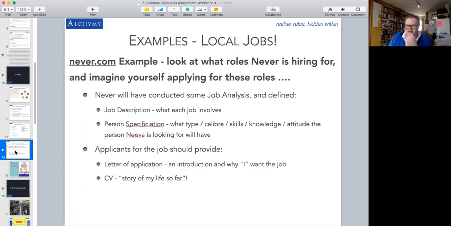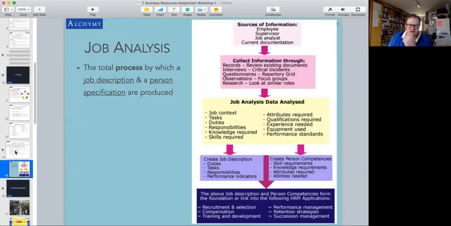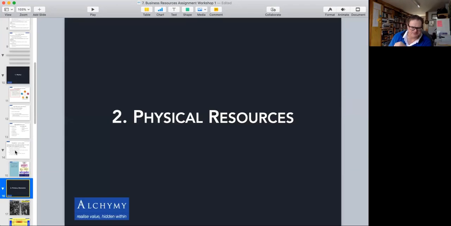So we can look at never.com. Do we look at that? That might be somewhere we can look at. I look at indeed.com. There's lots of job boards available. Just looking online for jobs, you find some of these job boards. We talked a bit about the job analysis process, which leads to that. And again, that'll feature in the module on recruitment and selection.